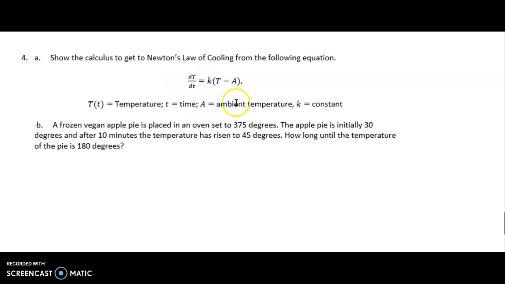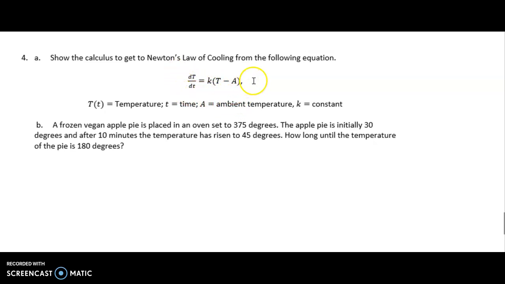A is the ambient temperature, so the temperature of something surrounding whatever. We're going to do a problem with an oven here. So this oven was set to 375 degrees. So in that problem, A is going to be 375. And then K is a constant. So we get K times T minus A.